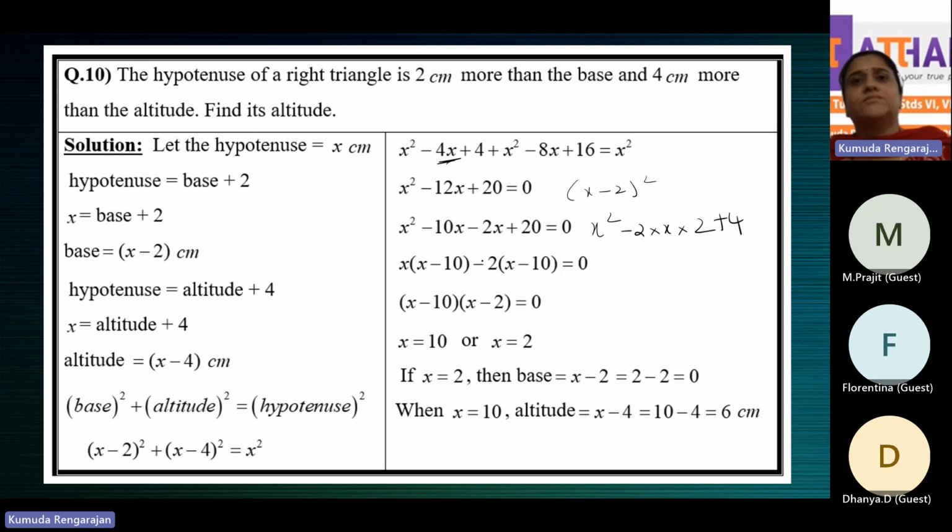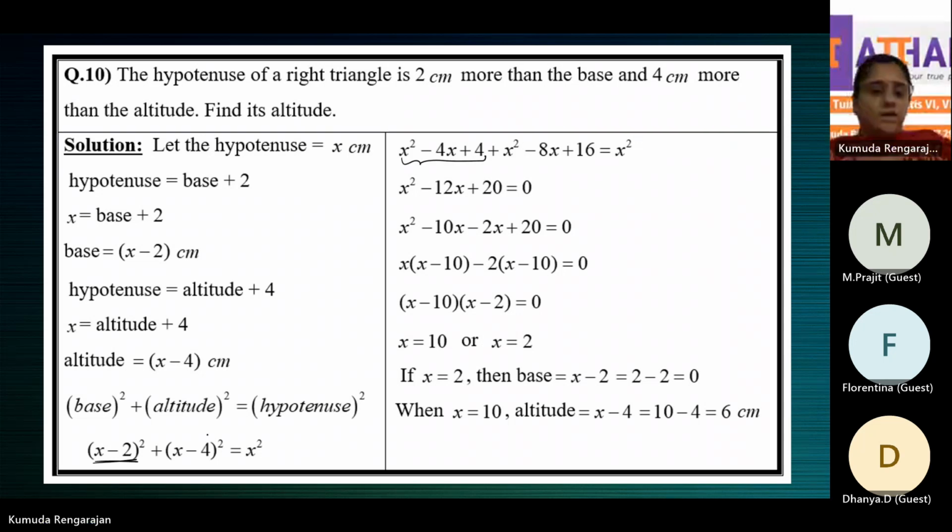It's the identity. Like x square minus 4, like that, right? No, I've expanded it here. (x minus 2) the whole square is this one, and (x minus 4) the whole square is these three terms, equal to x square. So how do we expand it? (a minus b) the whole square is a square minus 2ab plus b square. The identity.